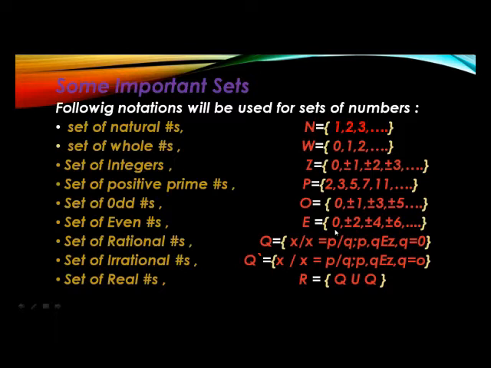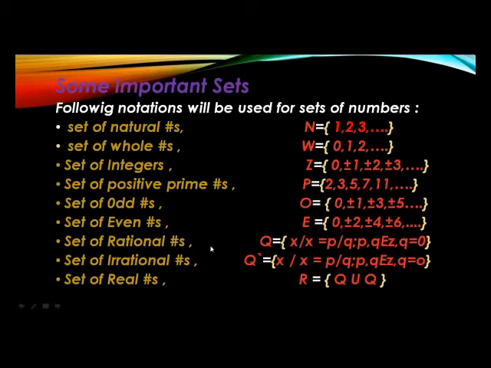On the right hand side of 0, all positive even numbers will be written, meaning plus 2, plus 4, plus 6. And on the left hand side of 0, all negative even numbers will be written, meaning minus 2, minus 4, minus 6. The next is the set of rational numbers.